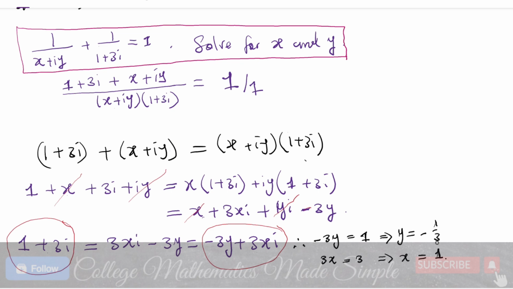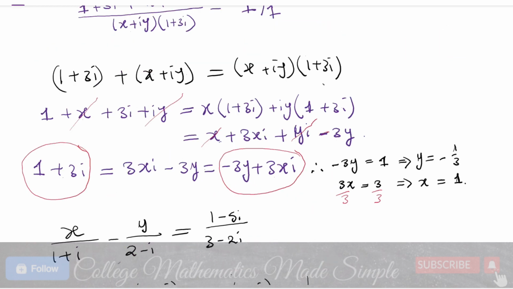Also, 3i should be equal to 3xi. So the i and the i cancel, so that 3x is equal to 3. Divide throughout by 3 so that x is equal to 1.